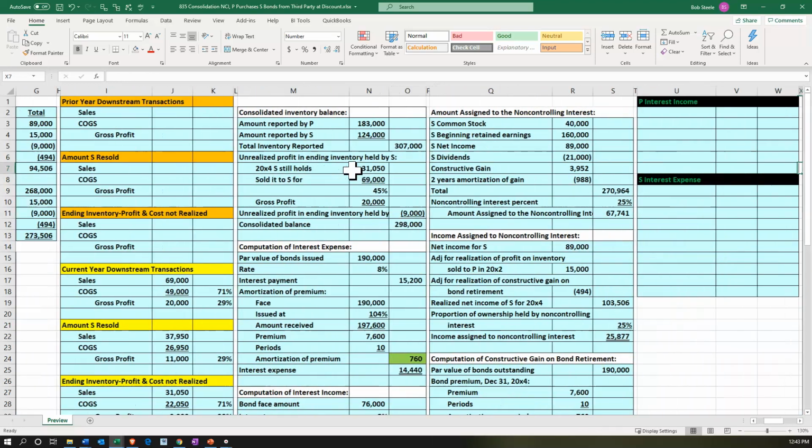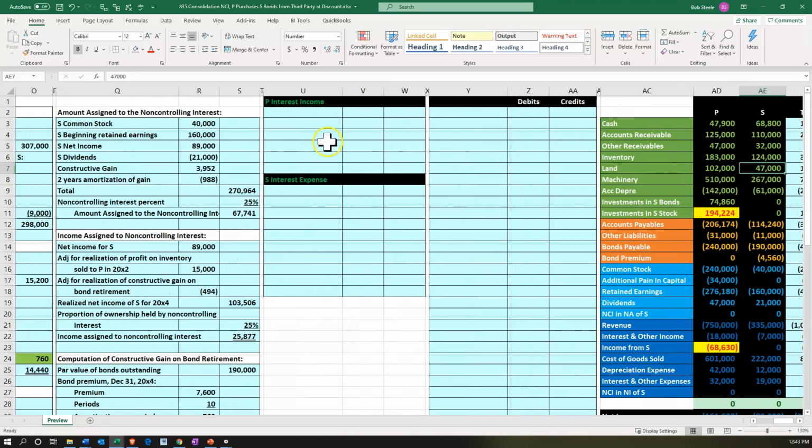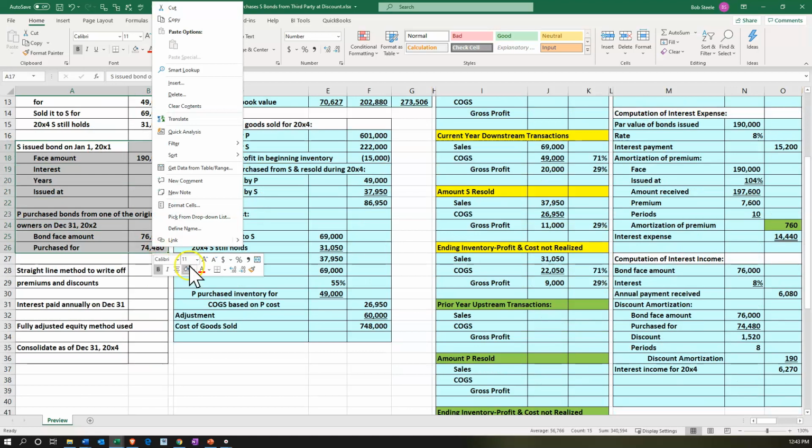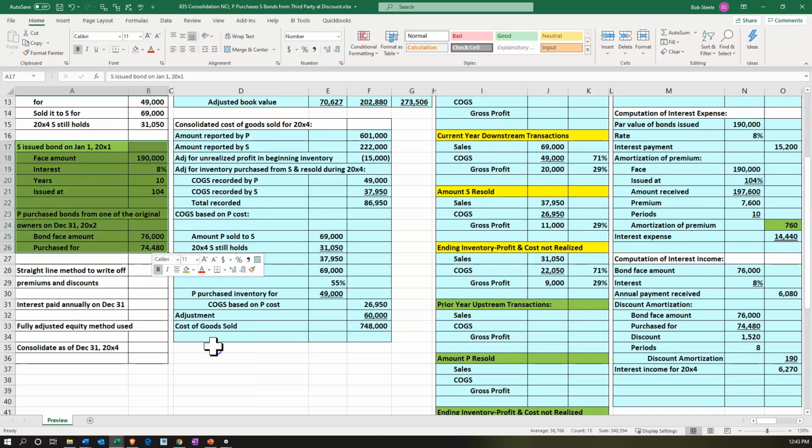And before we do the consolidation entries, I do want to look at the transaction related to the interest for the bonds. We want to concentrate in on these bonds. So in other words, I'm going to go back to the left and scroll down to the bond transaction. That's these two transactions here. And we had the original bonds that were issued by S of the 190,000. There was no problem when that happened. And they issued it for 8%, 10 years, 104 at a premium. In other words, they weren't issued to P at that time.